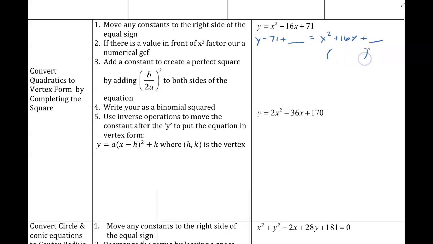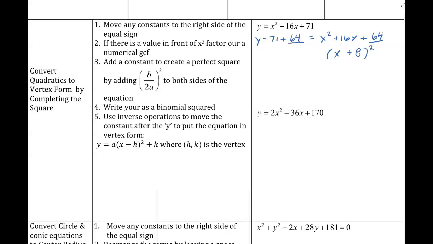Now I want to create a perfect square trinomial that can be factored into a binomial squared. I use a little bit of a shortcut by dropping down that variable of x, taking half of that middle term, plus 8. Then I almost follow this path to fill in this blank. 8 squared gives me 64. What I add to one side, I add to the other.